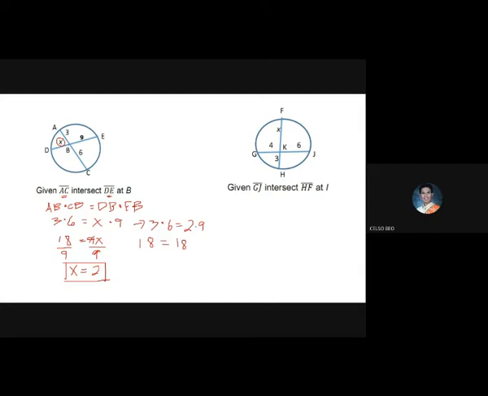Let's have another example. We have the given chords GJ and HF. Let us solve for the value of the unknown here. This is your unknown. Chord GJ has a segment GK multiplied by JK, and this is equal to the product of the segments of the other chord. Here we have HK, from here to here.